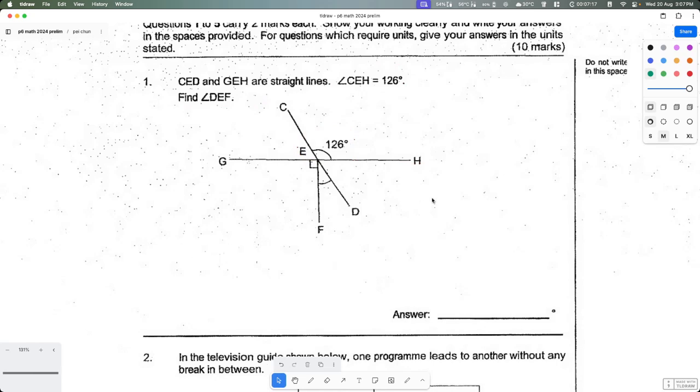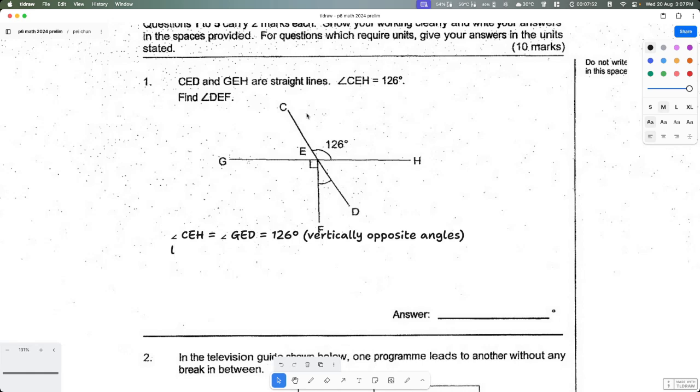Okay. So in this case over here, we know that CEH, vertically opposite angles, right? So in this case, we can write down angle CEH is equal to angle GED, which is equal to 126 degrees. So this is what we call vertically opposite angles. So now we know that this is 126.